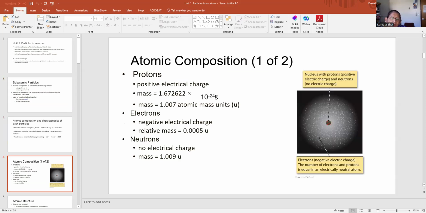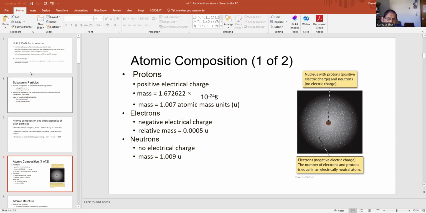Now, the atomic composition of any given atom consists of a positive electric charge, which is called the proton, and it has a mass of 1.672622 times 10 raised to minus 24. In terms of the atomic mass unit, it's about 1.007 units. The electron's relative mass is 0.005, and it's a negatively charged particle. The neutron has no charge, but its relative mass is 1.009 units.